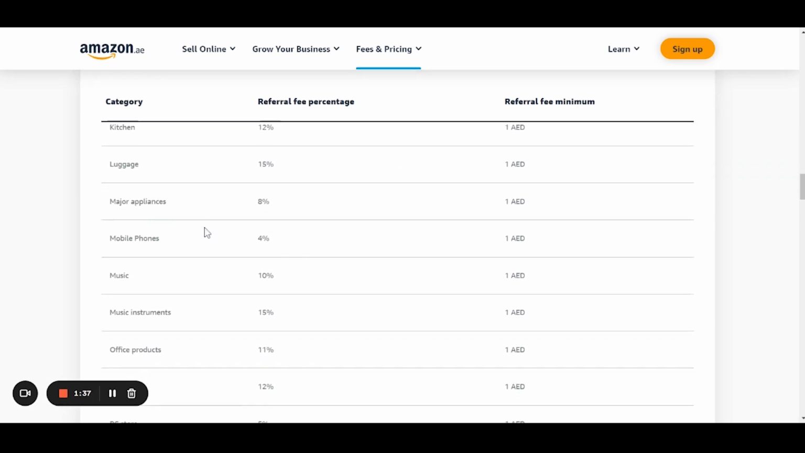Amazon will never ever ask you for your cost of goods. They will not ask you, and they will not ever know what the cost of your products are. They're basically just a platform.